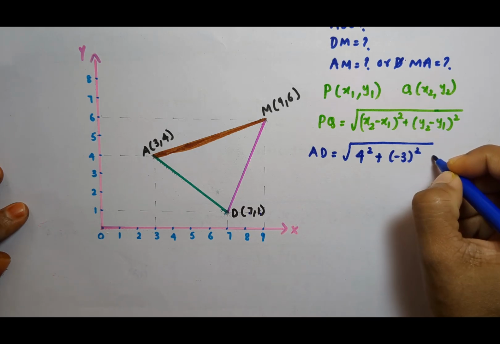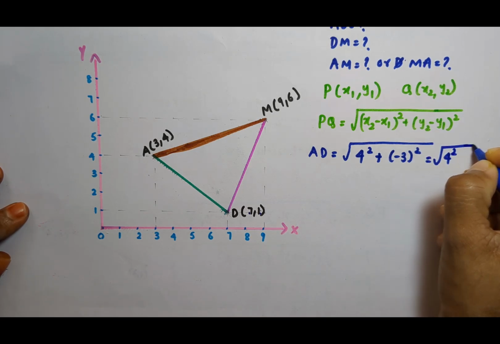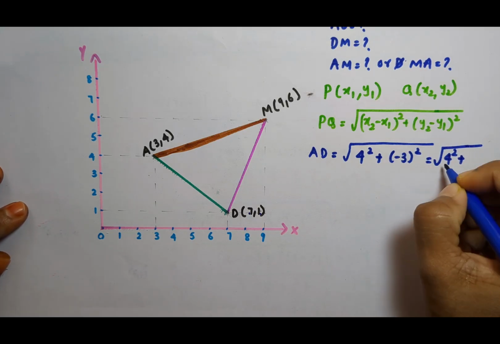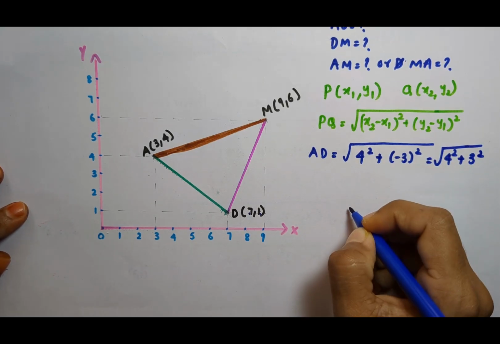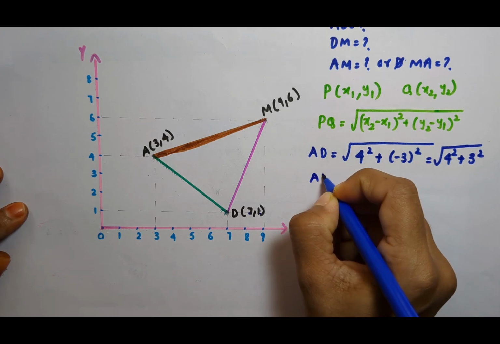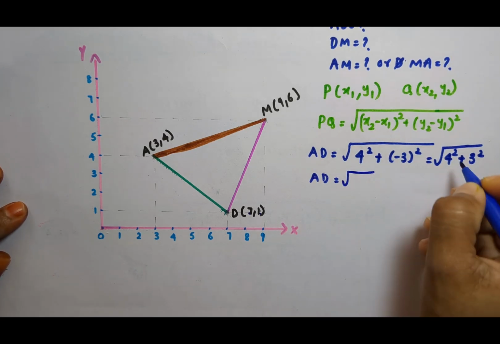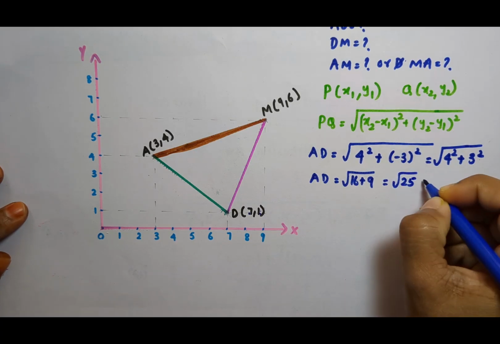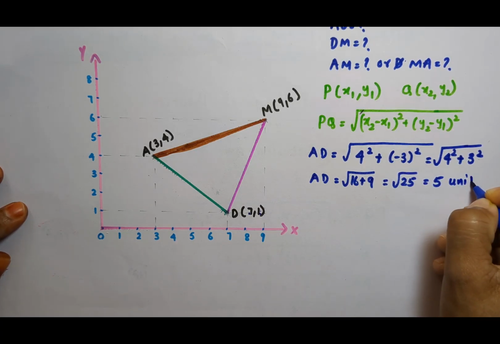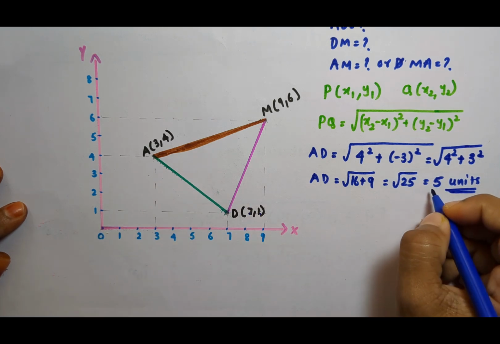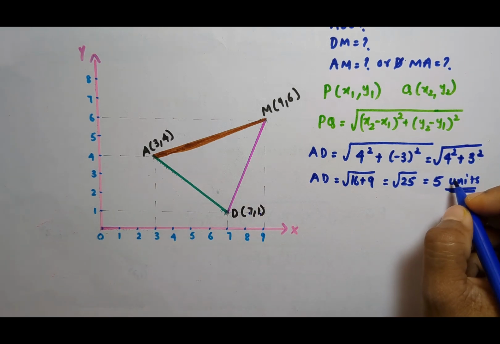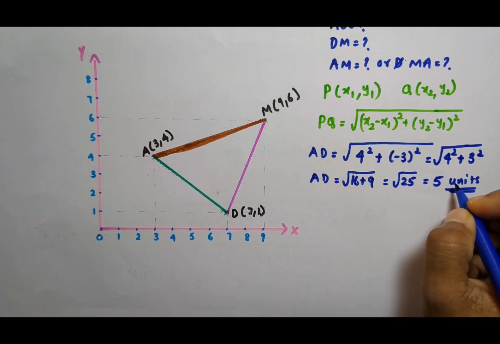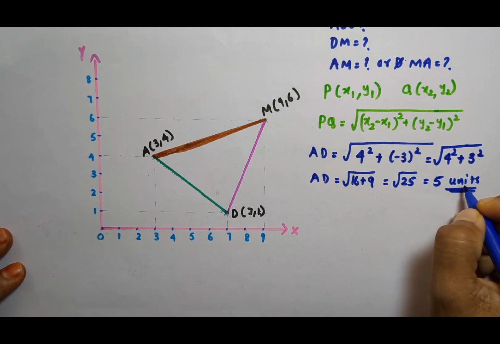Okay, so when we do this, we will get square root of 4 square plus minus 3 all square. So minus square is actually plus, so plus 3 square. Now AD equals square root of 4 square 16 plus 3 square 9. That is square root of 25, which is 5. So we can write the length of this side AD as 5 units. If the unit is mentioned like centimeter, meter, you can write 5 centimeter, 5 meter like that. Since no units are mentioned here, we are just writing it as 5 units.